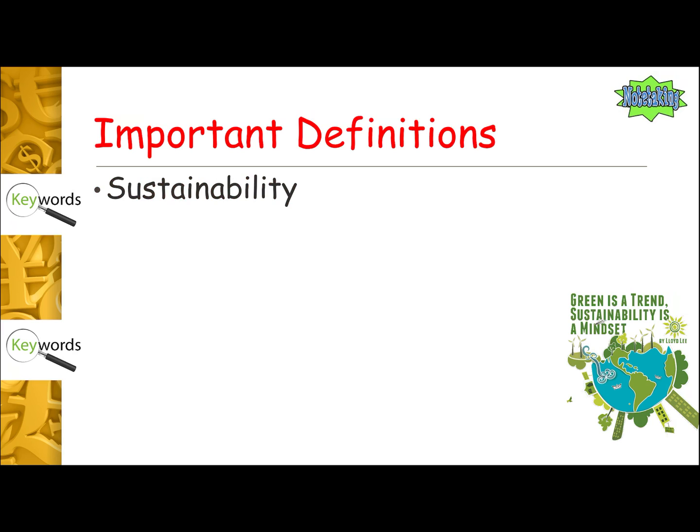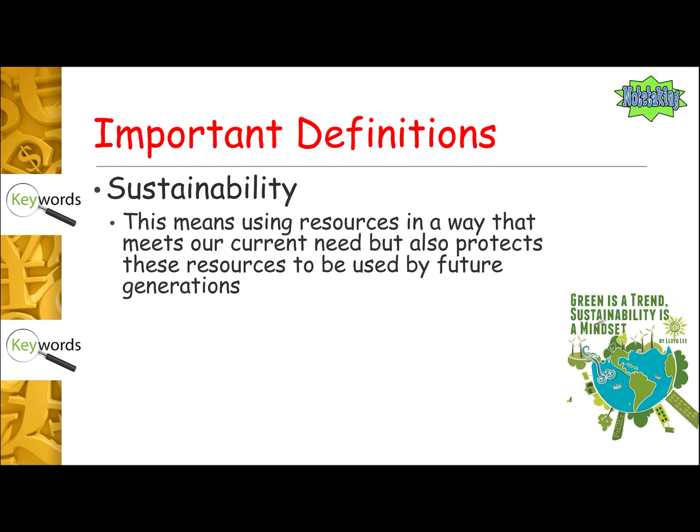So the first key word we're going to look at is sustainability, and this means using our resources in a way that meets our current needs but also protects these resources to be used by future generations. So when we say resources, think back to what you would have learned at the start of first year regarding the different types of resources: your financial resources, your physical resources, natural resources. So it's using those to look after our current needs, so they do what we need them to do now, but can also be used by future generations. So instead of using lots of non-renewable resources, we try to use renewable sources instead.